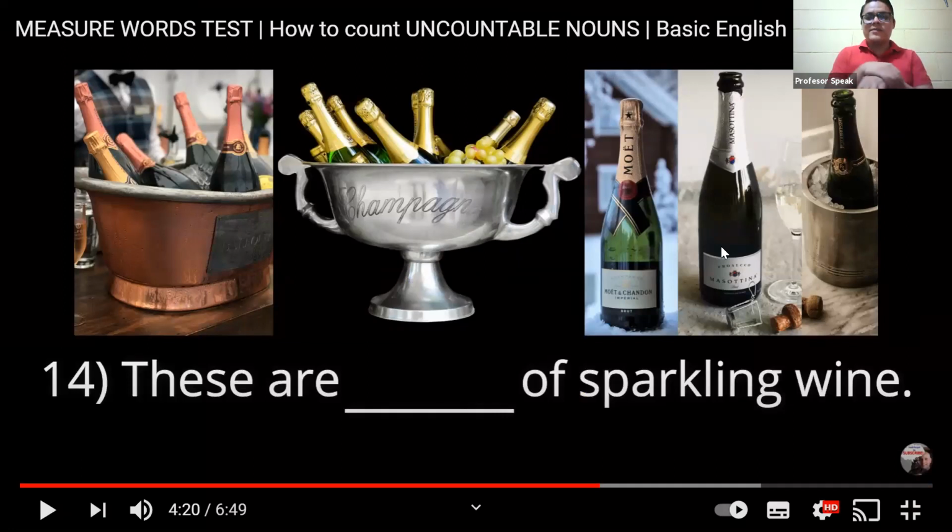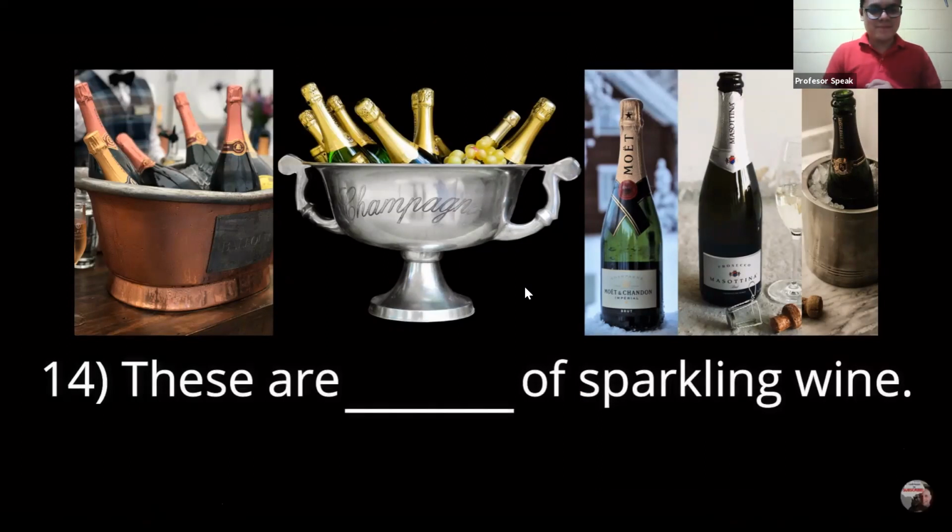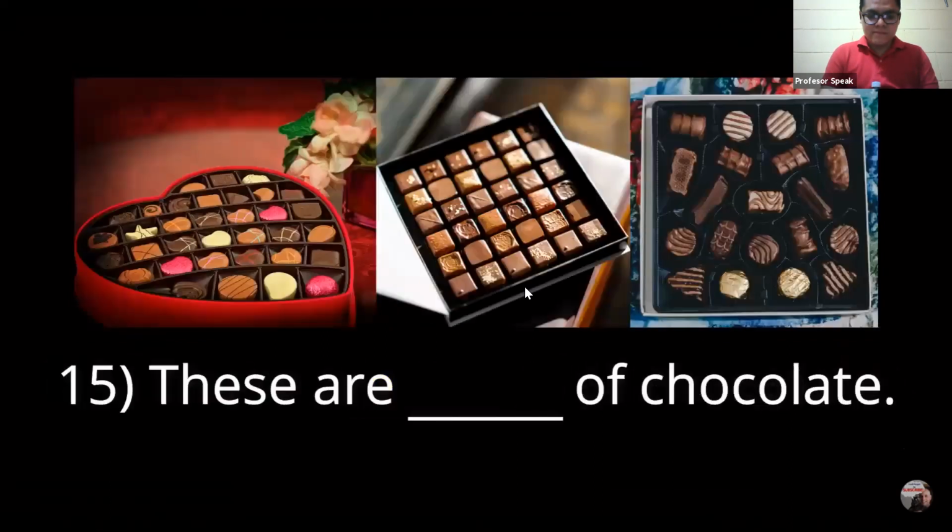Carlos Garcia. These are bottles of sparkling wine. Sparkling wine. Bottles. You said bottles. Sparkling. Yes. And the answer is, these are bottles of sparkling wine. All right. Number 15.